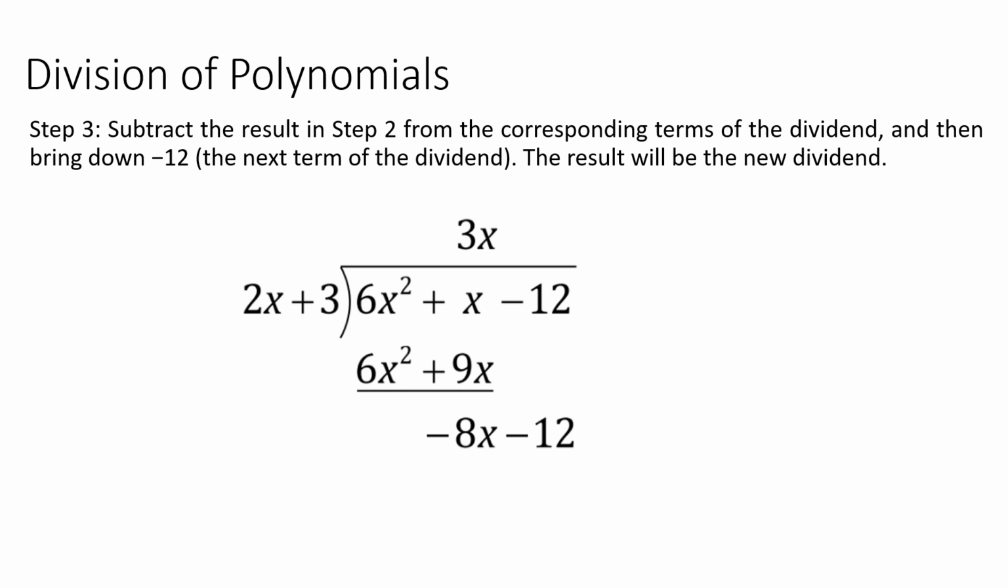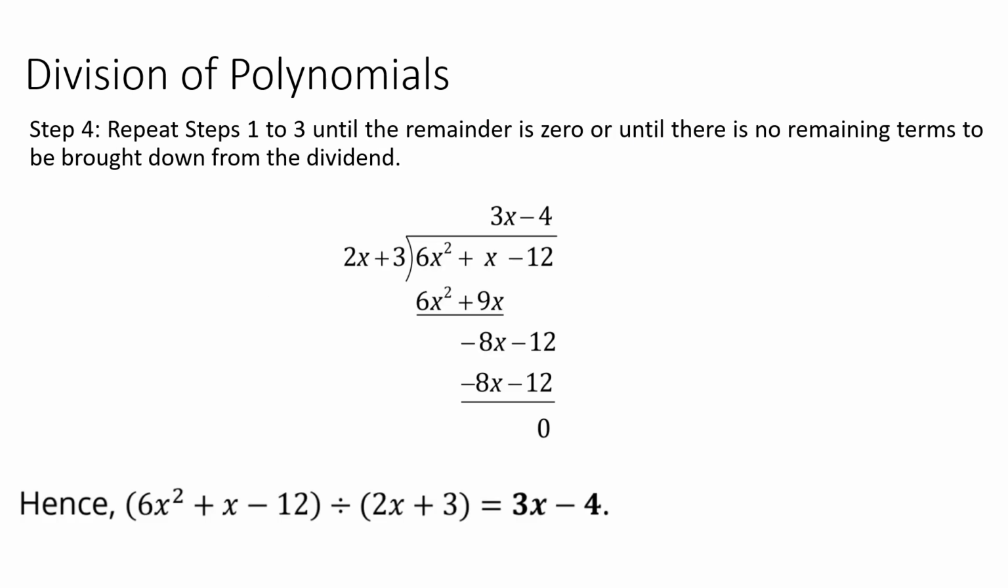After that, subtract the result in step 2 from the corresponding terms of your dividend. So x minus 9x is negative 8x, and 6x squared minus 6x squared is 0. And then lastly, bring down negative 12, which is the next term of our dividend. So we now have negative 8x minus 12. We will repeat the process from step 1 to step 3 until the remainder is 0 or until there are no remaining terms to be brought down from your dividend.